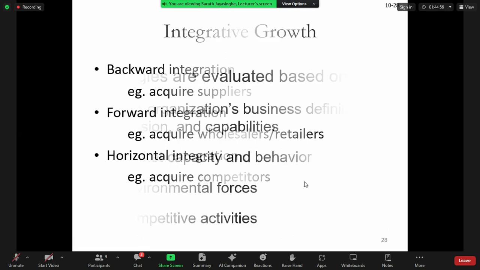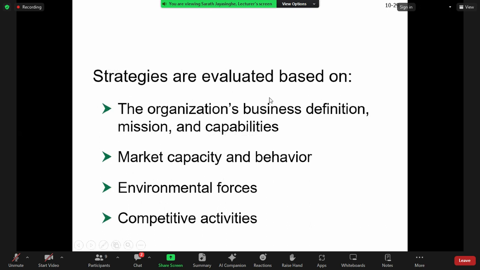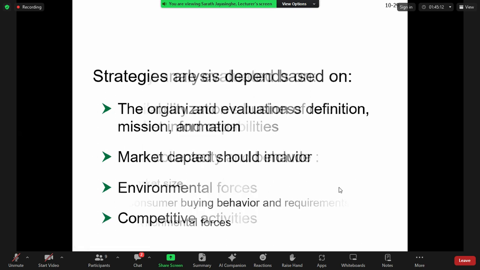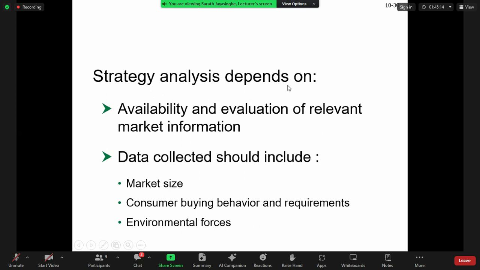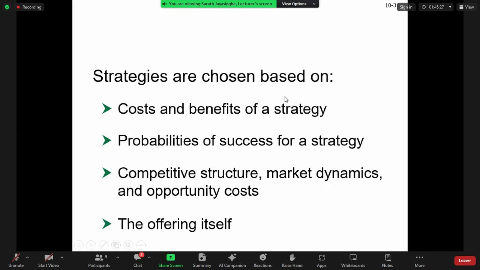Then there are some strategies evaluated based on the organization's business definitions, mission and capabilities, market capacity and behavior, and environmental position compared to advantage. Strategy analysis depends on the availability and evaluation of relevant market information. Data collected should include market size, consumer buying behavior requirements, and environmental forces. Strategies are chosen based on the cost and benefit of the strategy and the probability of success.